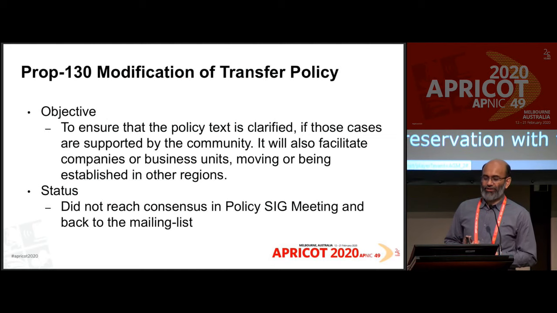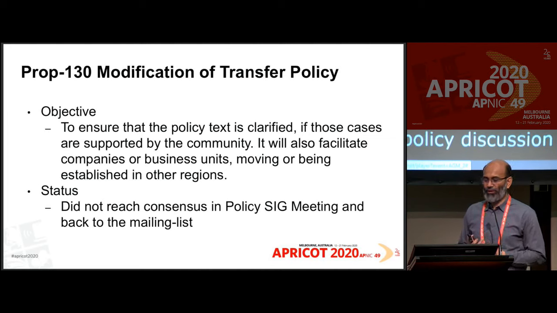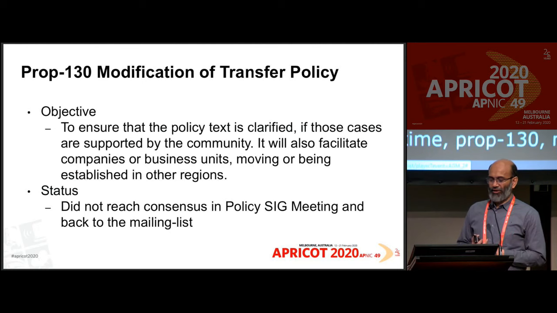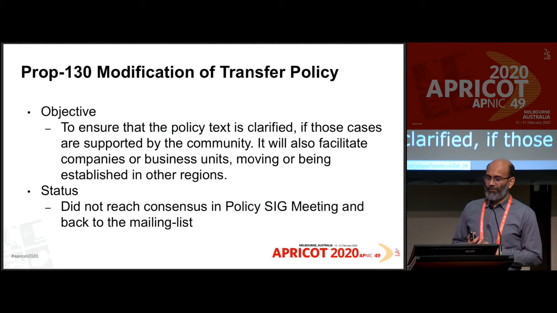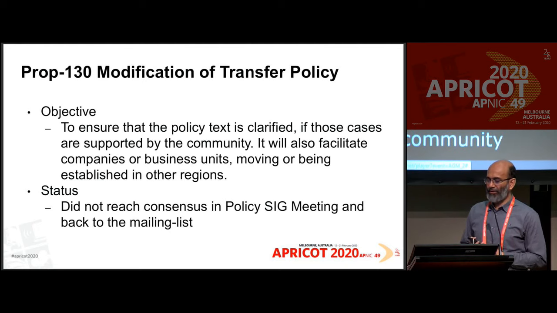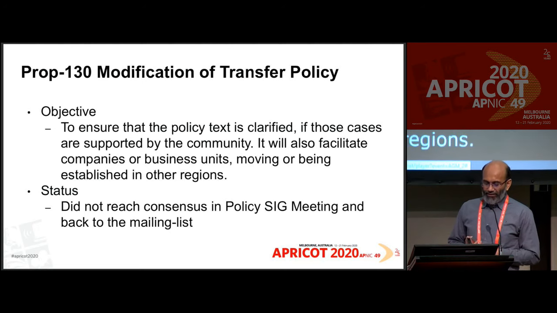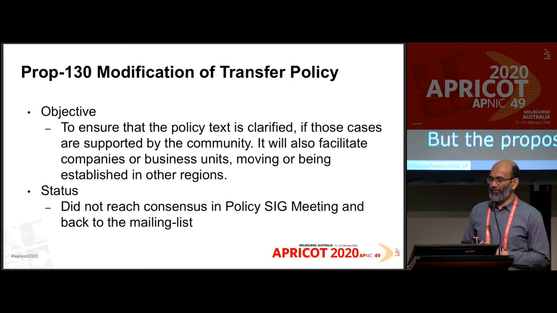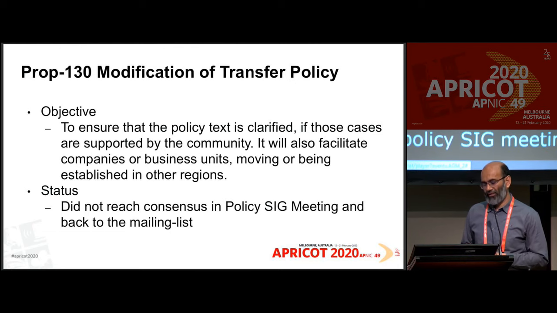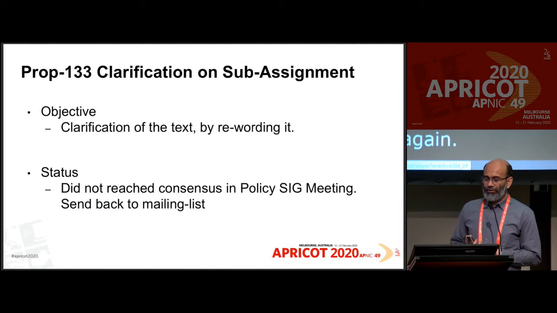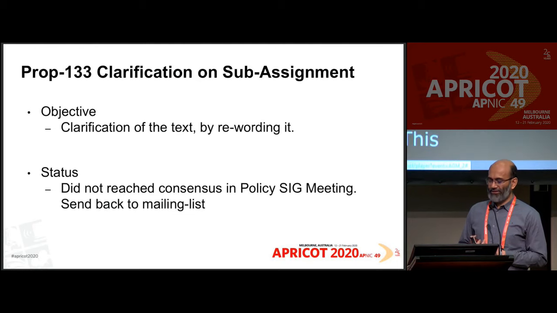And then we moved to the policy discussion. We have three policies this time. Prop 130, modification of transfer policy. The objective is to ensure that the policy text is clarified. If those cases are supported by the community, it will also facilitate companies or business units moving or being established in another region. But the proposal didn't reach consensus in the policy meeting, and went back to the mailing list again. Prop 133, clarification of sub-assignment. This also didn't reach consensus in the policy meeting, and was sent back to the mailing list again.